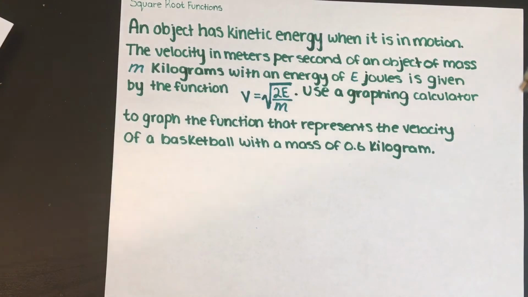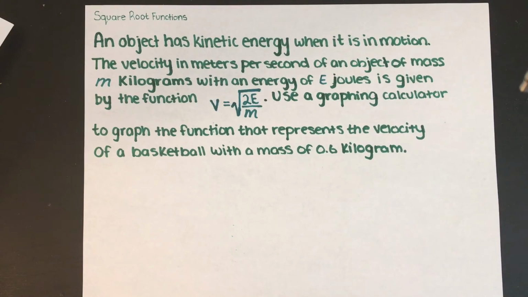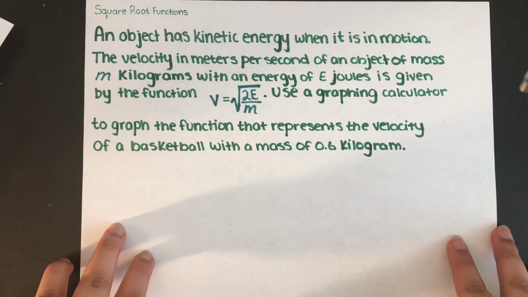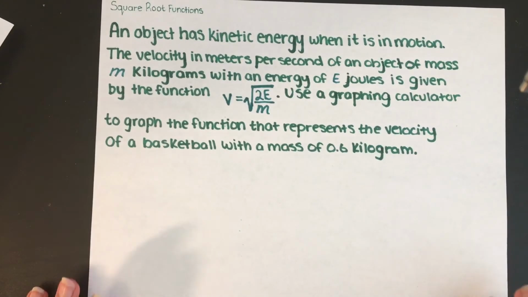Let's look at a word problem now. It says, an object has kinetic energy when it is in motion. The velocity in meters per second of an object of mass, m, kilograms, with an energy of e joules is given by the function v is equal to the square root of 2e divided by m. Use a graphing calculator to graph the function that represents the velocity of a basketball with a mass of 0.6 kilogram. Now, notice this has a lot of words. Don't worry about it. The reason why they give you a lot of words is to confuse you. So just look at what we're looking for here.